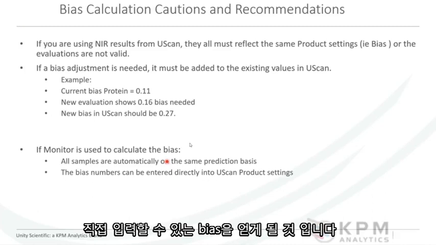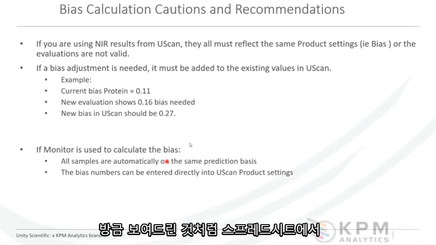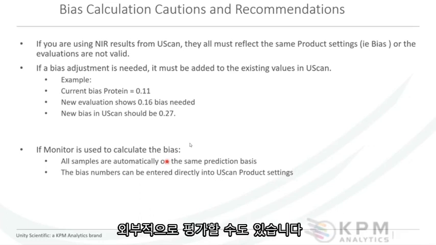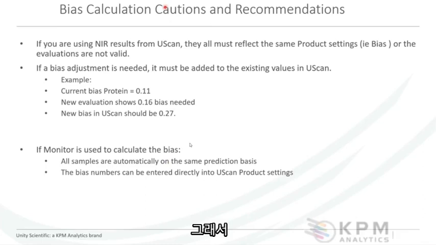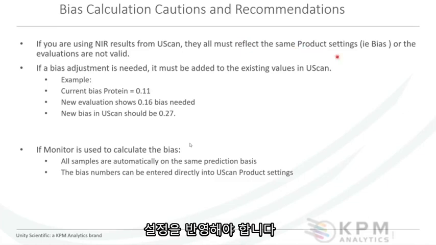So as we've discussed now, there are two different ways to do this. You can evaluate your models in UCal4 by doing a reprediction, or you can do it externally in the spreadsheet as I just showed you. So I just want to give you some cautions and recommendations. If you're using the NIR results from UScan, as we saw in the last spreadsheet, they all must reflect the same product settings, in other words, the same bias settings, or the evaluations are not valid.